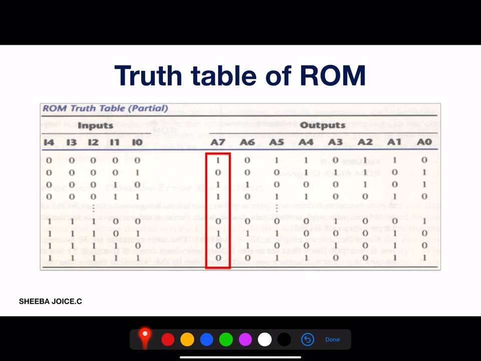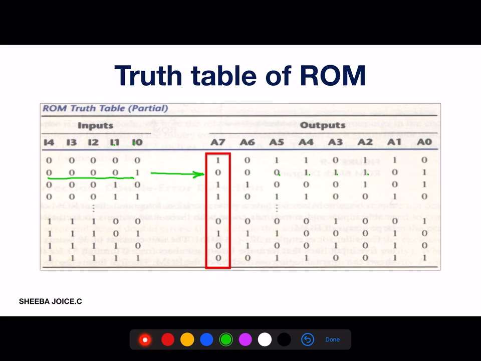Let us see the truth table of read-only memory. Here we can see the inputs I0, I1, I2, I3 and I4, and the outputs are represented from the OR gates, A0 to A7. In this particular table, let us consider the location 00001. In this address location, the data that is stored will be 00011101. This is the data that is stored in the address location 00001.